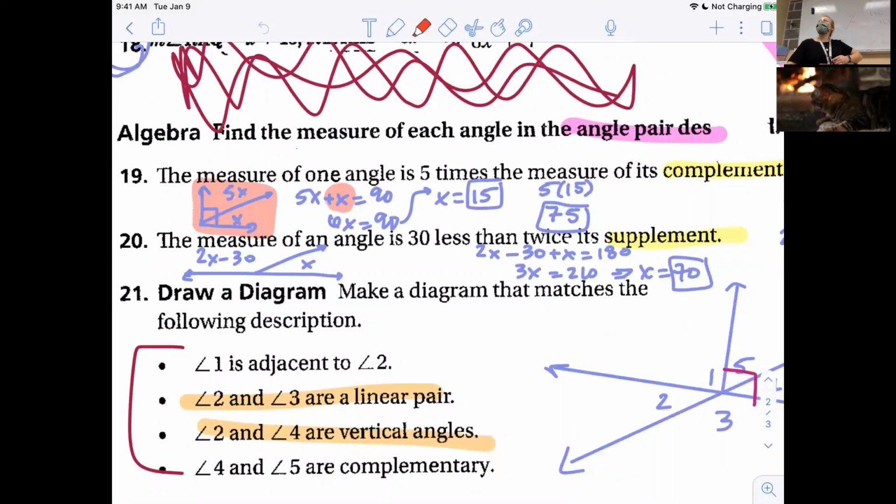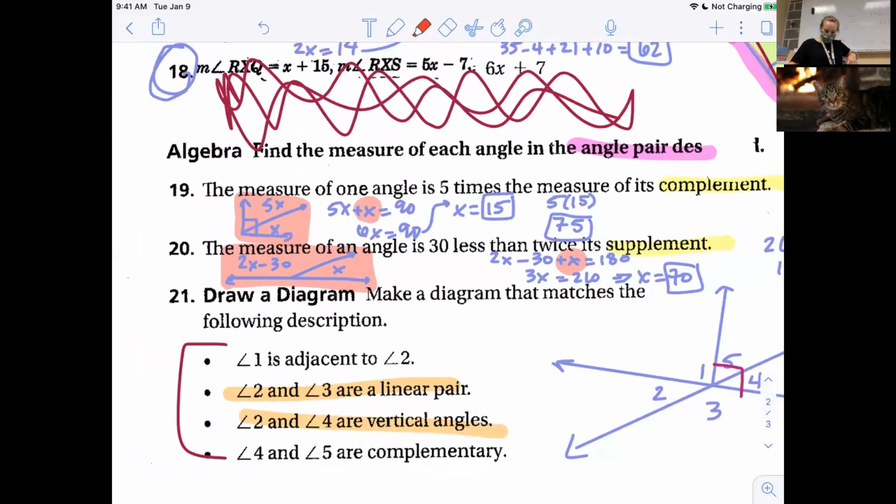Yes. For number 20, it's different because it says supplement, which means I need to remember that supplementary angles add to be 180. So this time I'm using a supplementary diagram. My two angles are going to sum to be 180. The measure of one angle is 30 less than twice its supplement. So 30 less than twice the supplement is going to be 2 times x minus 30. The supplement is just x. Again, don't just do 2x minus 30 equals 180. Don't forget your plus x.